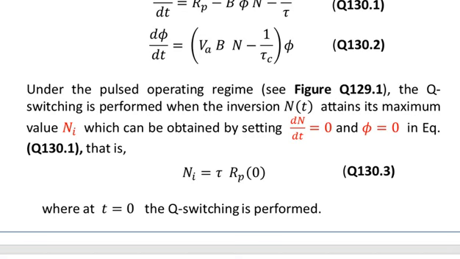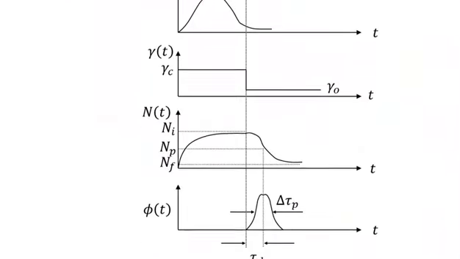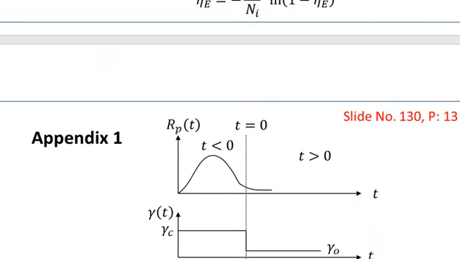So this is the time. Let me show you the figure again. This is the time. Sorry, this is the pumping rate RP as a function of time. You see that the pumping starts well before the Q switching process. Q switching occurs at a time t equal to 0. In this region, when the time is less than 0, the Q switch is closed and the pumping rate is there. You can see the pumping rate is shown, and then the pumping rate goes to 0.